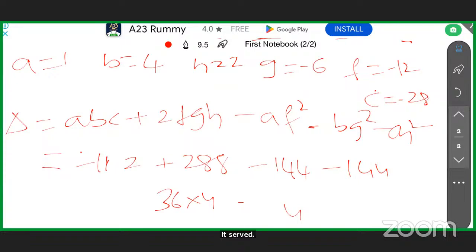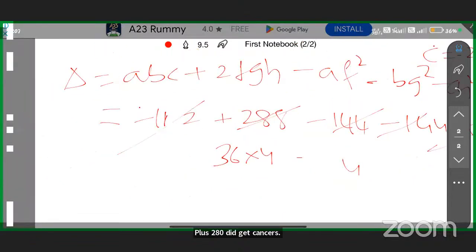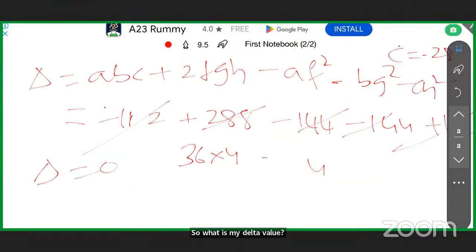Now 28 into H square. 28 into 4 is plus 112. Yes or no? Yes, sir. Plus 112 and minus 112 cancel. 144 and 288: plus 288 minus 288 cancels. So what is my delta value? Delta value is equal to 0.